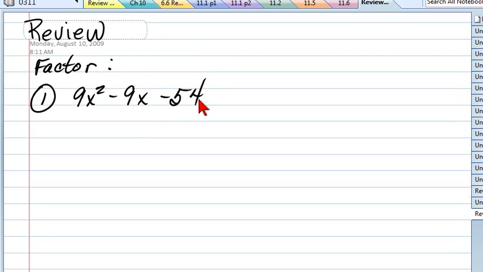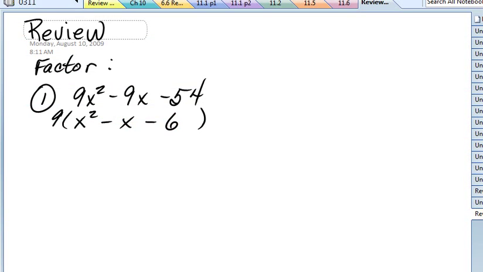Going through my steps, do I have a common factor? Yes, 9 is a common factor. That would leave me with x squared minus x minus 6. And I'm going to take those lines away. Then check and see, can I factor this trinomial? Yes. The last sign is negative.